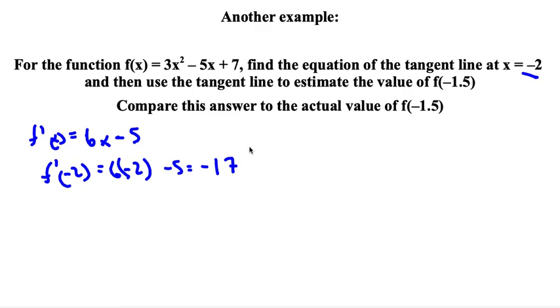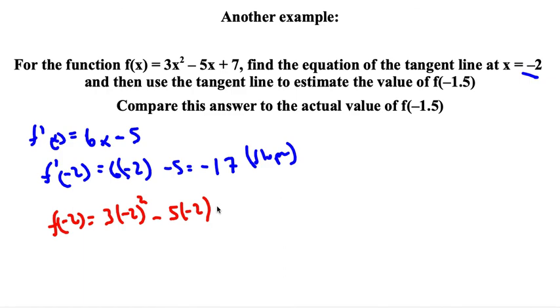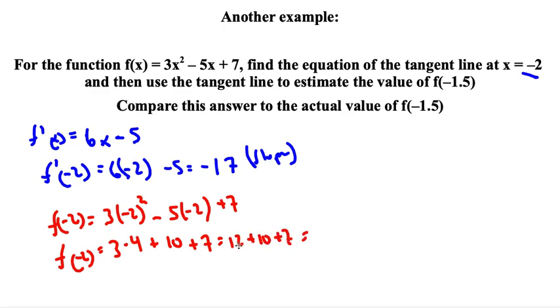We've got the slope. This is the slope at that point. Well, what do we need next? We need the actual value. So we're going to have to figure out f of negative 2. How? Oh, wait, we've got the function. 3 times negative 2 squared minus 5 times negative 2 plus 7. Negative 2 squared is positive 4, so 3 times 4 is 12. Minus 5 times negative 2 is negative, so that's going to be plus 10, plus 7, which is 12 plus 10 plus 7 is 39. So we know that f of negative 2 is equal to 39, right?